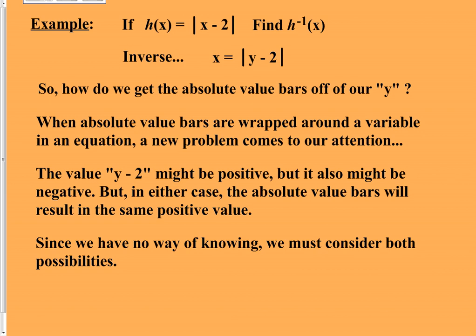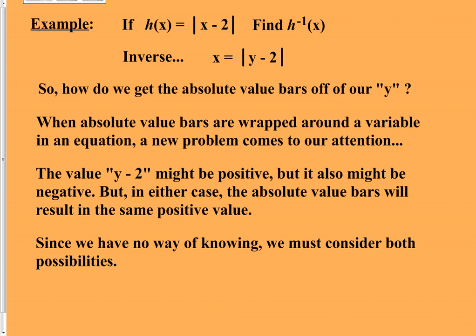So the first thing we looked at was the absolute value bars, and the idea of how do you get the bars off of a particular expression. In this particular case, we're looking at the inverse of h of x, and we can see that y is inside of the absolute value bars now because of the inverse. To get to the y, we have to get the absolute value bars off of the y. So how do you get the absolute value bars off? Well, we run into a little bit of a sticky spot in our algebra because of this. The problem is that y minus 2 is an unknown value.